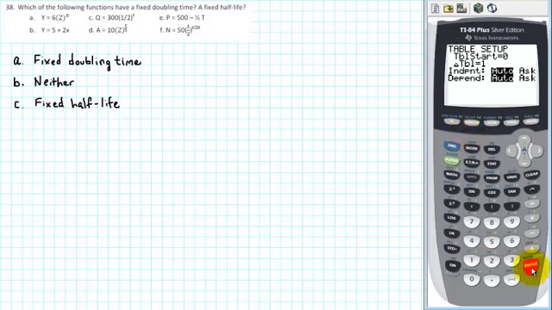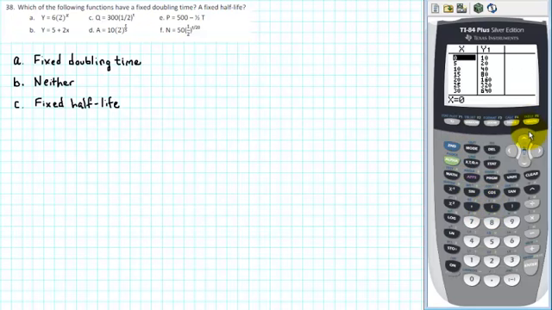We'll leave the table start at 0, but we'll change our increment to 5 since we noticed that it took 5 units of x for the initial quantity to double. We go back to our table, and we notice that as x increases by 5, the y values are in fact doubling. Twice 10 is 20, twice 20 is 40, twice 40 is 80, and so on. So this function has a fixed doubling time.